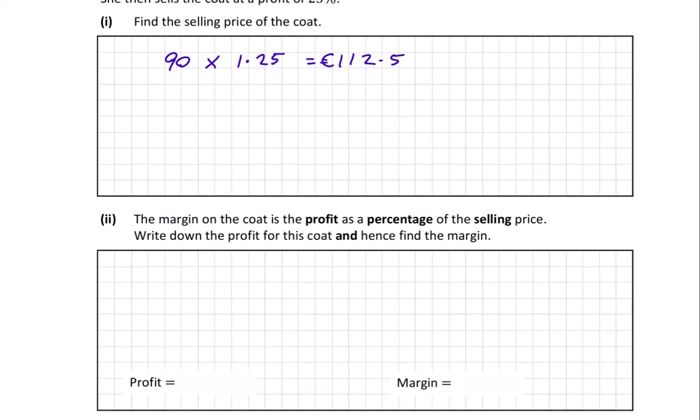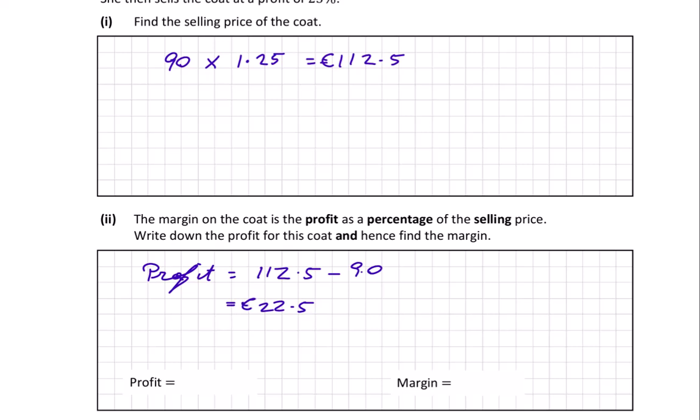The margin on the coat is the profit as a percentage of selling price. Write down the profit for this coat and hence find the margin. Okay, so the first thing we've got to do is work out the profit. The profit is just the selling price, which is 112.5, minus the cost price, which is 90 euros. When you do that, you get 22.5 euros. So that's the profit that she made on the coat.